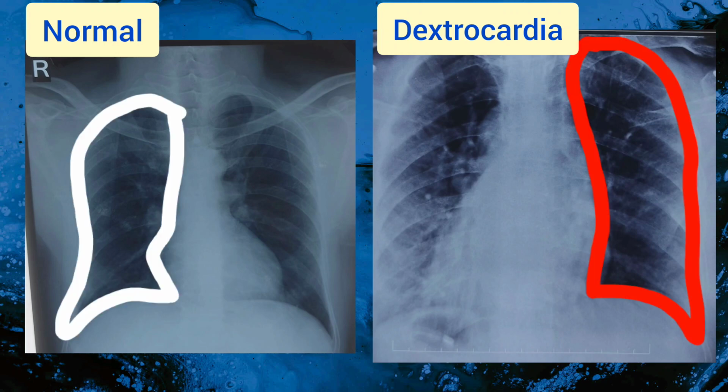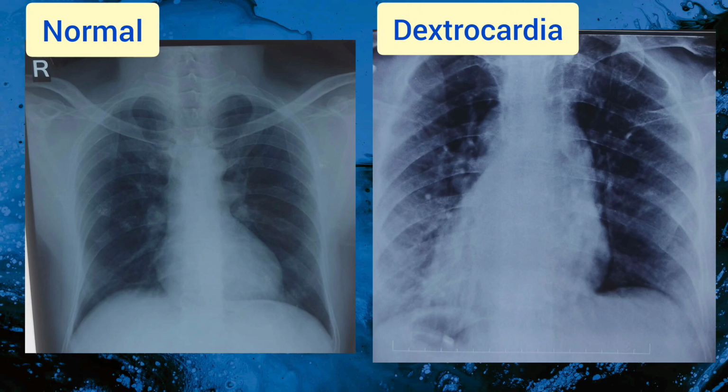Similarly, there is reversal of mediastinal shadows in a normal and a dextrocardia patient due to the changed position of the heart. Additionally, in this patient with dextrocardia, we can see a pneumonic patch in the right mid and lower zone.